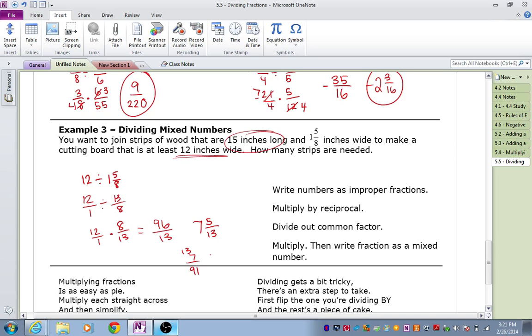Okay, now because we can't have 5/13 of a strip, we need to use a whole number. And since we want it at least 12 inches wide, if we just use 7, that's not going to give us enough. So we need to use that extra strip in order to ensure that our cutting board is 12 inches wide. So our final answer to this word problem would be 8 strips.